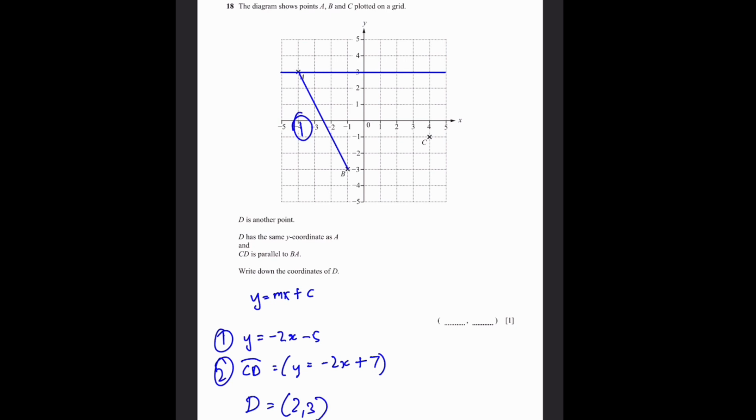If you want, you can check it. Substitute it into this: 3 is equal to negative 2 times 2 plus 7. 3 is equal to negative 4 plus 7, which is equal to 3. And that's correct. Therefore, D is equal to 2, 3.